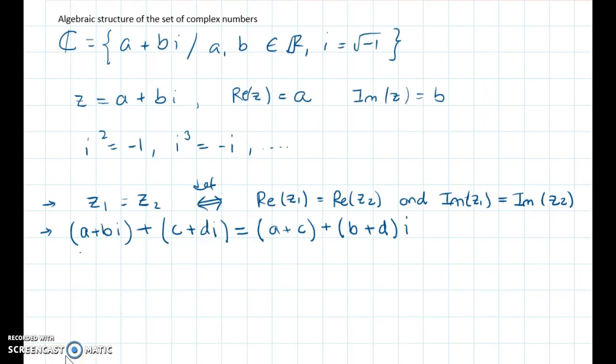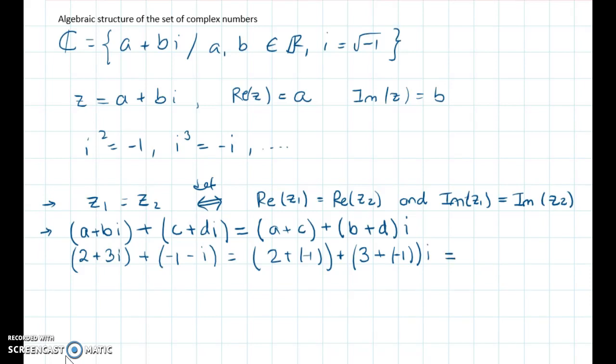So, for instance, if we wish to sum the complex number 2 plus 3i plus the complex number -1 minus i, we need to sum the real parts, so we need to do 2 plus -1. And then we need to sum the imaginary parts, so we need to do 3 plus, and we have also -1 over here. So this is going to give me the complex number 1 plus 2i.